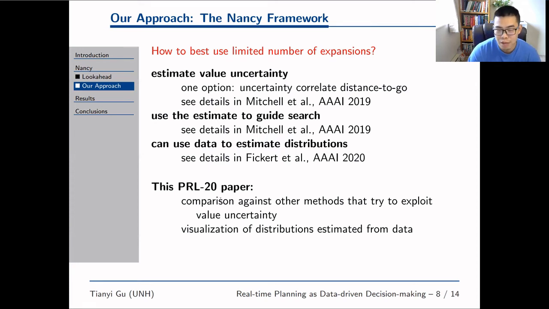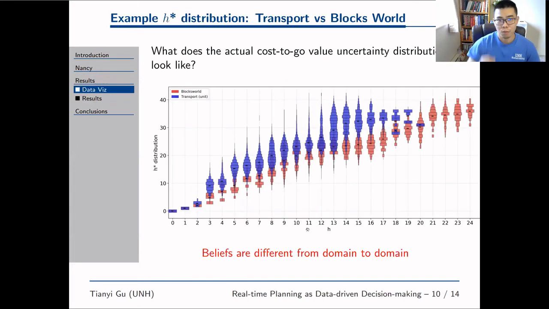We compare our Nancy approach against other methods that also try to exploit value uncertainty. We also have a visualization of the distributions. What does the actual data look like? Here we show examples from classical planning domains: a transport domain and a blocks world domain. For all the h values, we collect the states that have that particular h value. For example, for h equals 6, we collect all those states, compute their optimal cost to go, the h star value, and plot it along the y-axis. As we can see, the distribution of the optimal h star value looks very different from domain to domain. Some could be unimodal, some could be multimodal distributions. So we can visualize those distributions of value uncertainty.